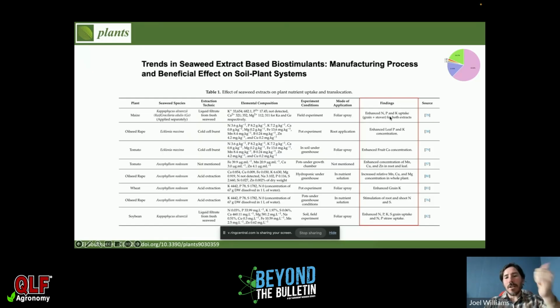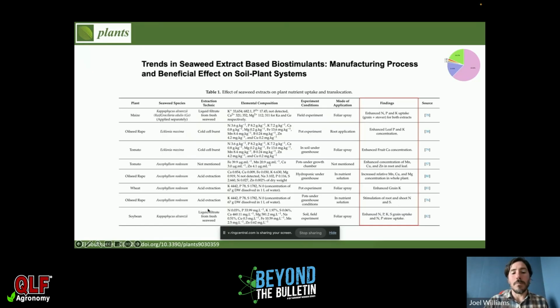Seaweed application increased nitrogen, phosphorus, and potassium uptake. Here's another one maybe relevant for you folks: wheat. Seaweed application enhanced grain potassium, as an example. There's a couple of examples here from canola or oilseed rape. You can see we're increasing shoot nitrogen and sulfur, for example.